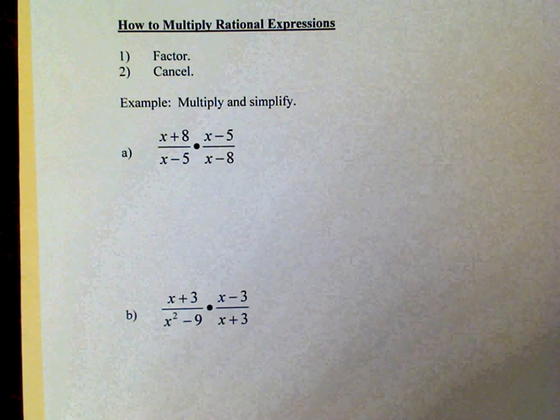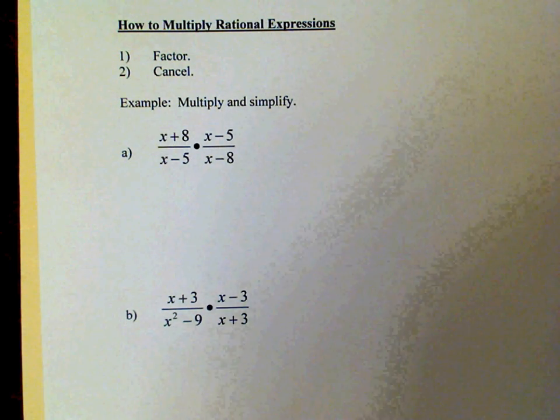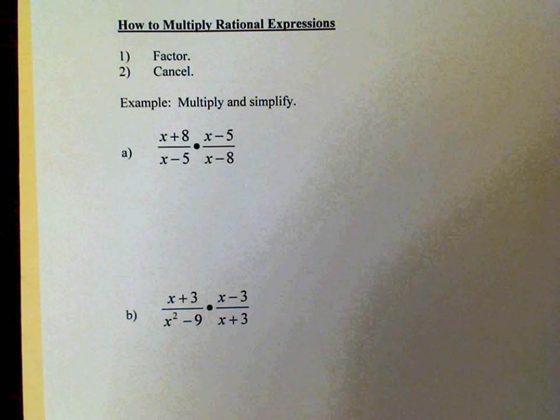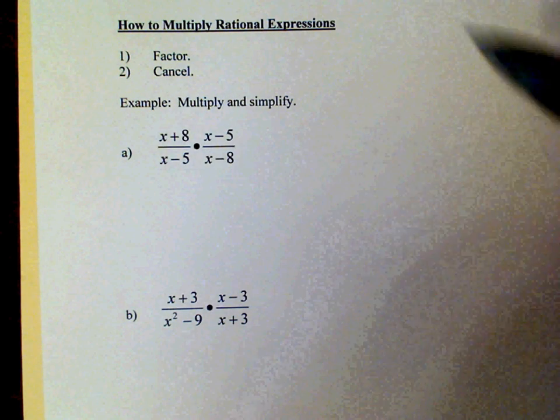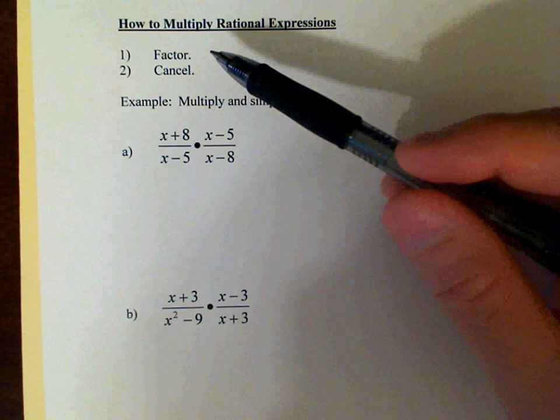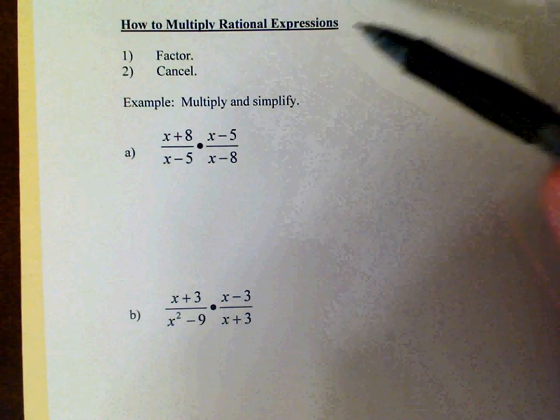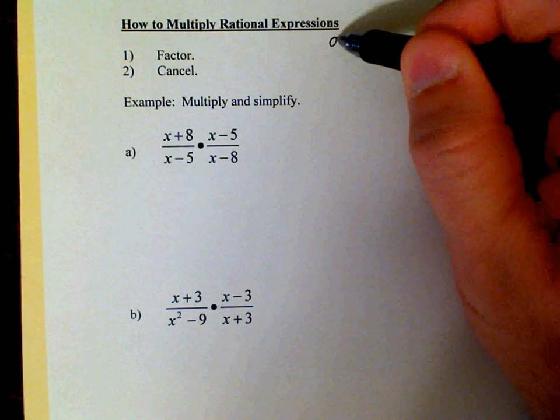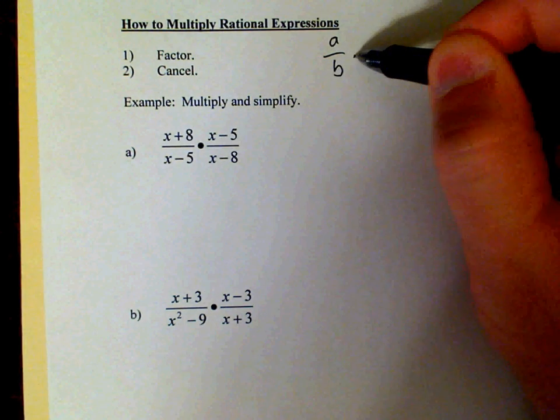How to multiply rational expressions. Same as with regular numbers, except we're dealing with expressions, with functions. So what that means is we've got to factor first and then we cancel. Just to give you an idea of how you can approach this.